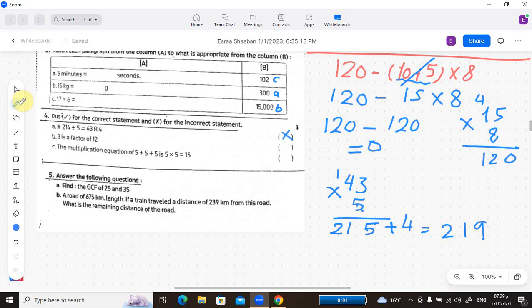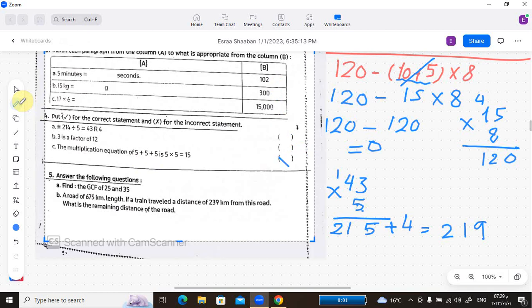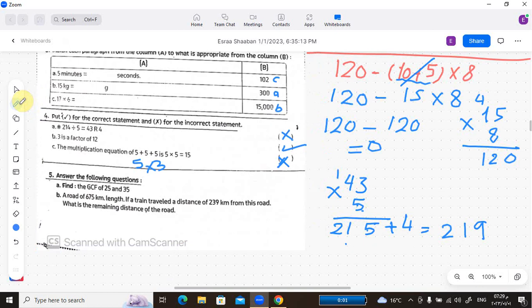B. 3 is a factor of 12. Yes, 12 equals 3 times 4, so 3 is a factor. Letter C. The multiplication equation of 5 plus 5 plus 5 is 5 times 5 equals 15? No. 5 plus 5 plus 5, the multiplication is 5 repeating 3 times. So it will be 5 times 3, not 5 times 5. So this is wrong.